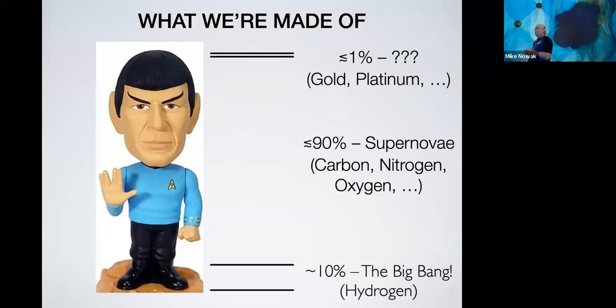About 10% of us comes from the Big Bang. That's the hydrogen in our bodies, all from the Big Bang. 90% of us is coming from supernovae. The carbon, nitrogen, and oxygen had to come from stars being blown up, spreading that material out to the galaxy, and then newer, later star systems. Then there's 1% of us.